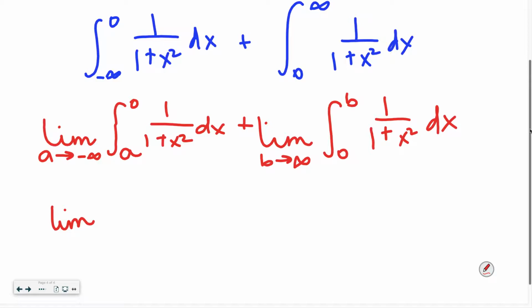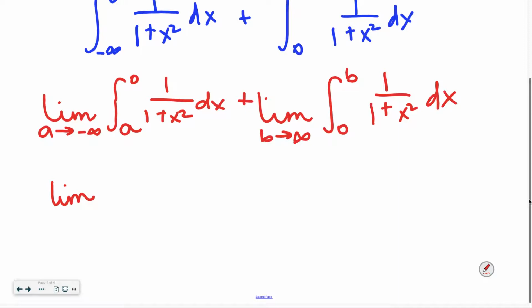Oh, I was misreading the first one because that looked like 0 to infinity for a second. Even with my glasses on, my eyesight is not as good as it could be. Okay, so it's just arctangent of x from a to 0.